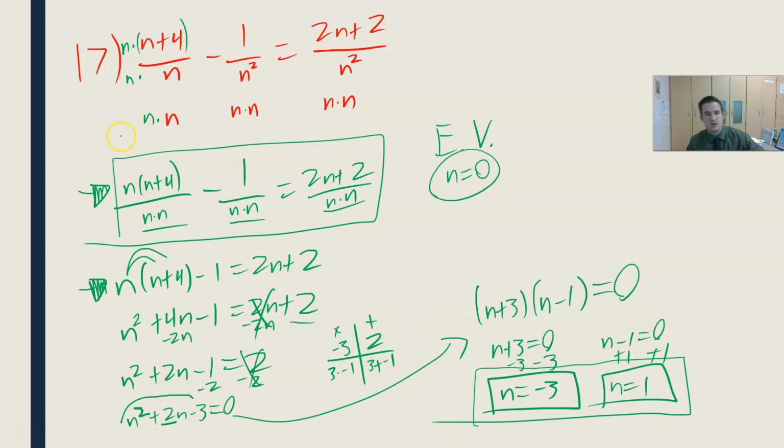If I were to plug those back into my original equation, if I plug negative 3 in for n, and then plug in 1 for n, you'd notice that indeed that works out. That equation is satisfied.